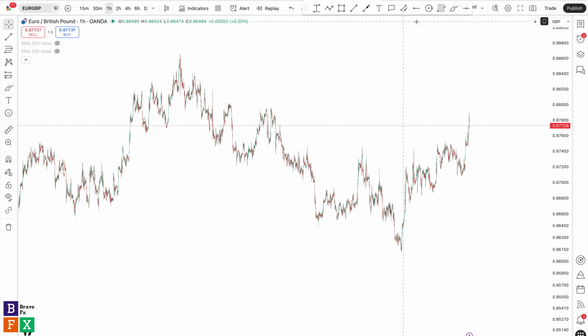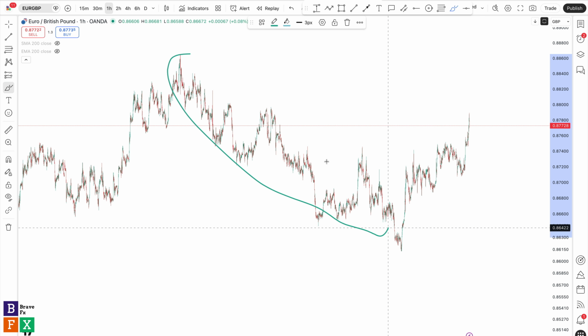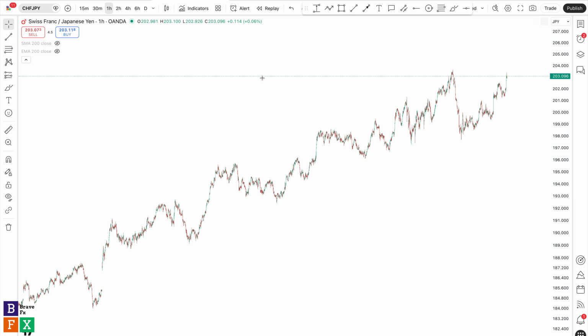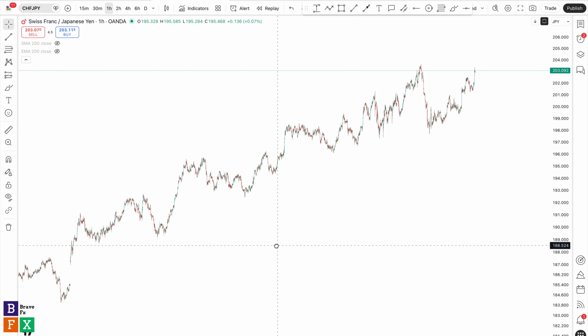So if you were paying attention to the movement over here, right, then this would probably be good opportunities to look for opportunities to go short, right? But the truth is some charts are cleaner than others, right? I'm going to show you another one now. So this is CHF-JPY, right? So CHF-JPY, clean bullish trend.